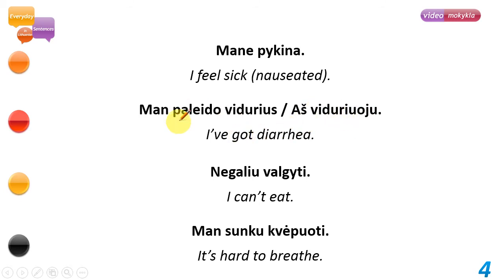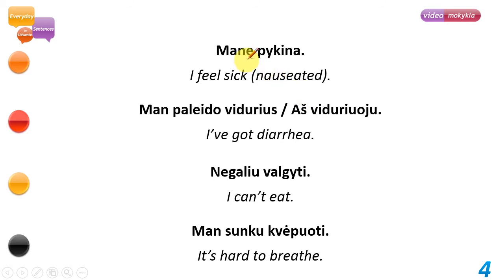So, you see, paleisti means to let go. And viduriai means the insides, the insides of a person. So my insides have let go. Something like this. So I've got the runs, or diarrhea. This means the same. Man paleido vidurius. Literal translation: my insides have let go. Or I've got the runs. Aš viduriuoju. This is a verb. Viduriuoti, viduriuoju, viduriavo. So, I've got diarrhea.